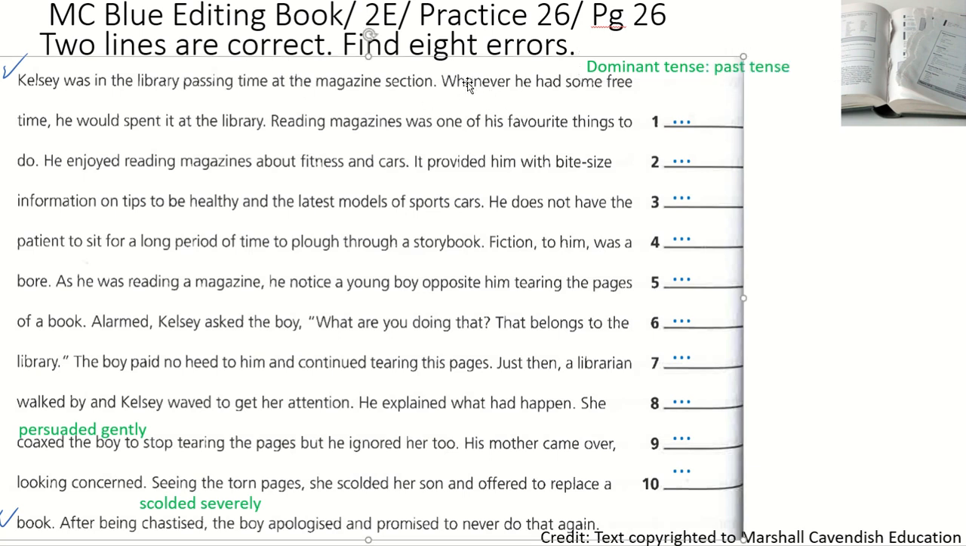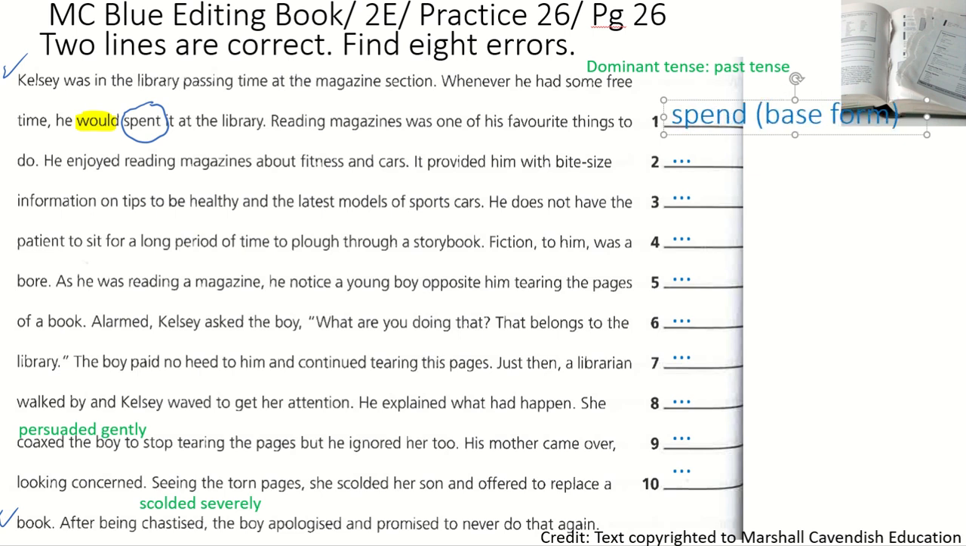Okay. Whenever he had some free time, he would spend it at the library. I noticed that there's a modal here, would, and the verb is in simple past tense. It's wrong. After would, which is a modal, it should be in base form. The base form of spent is spend, S-P-E-N-D. Okay, base form.